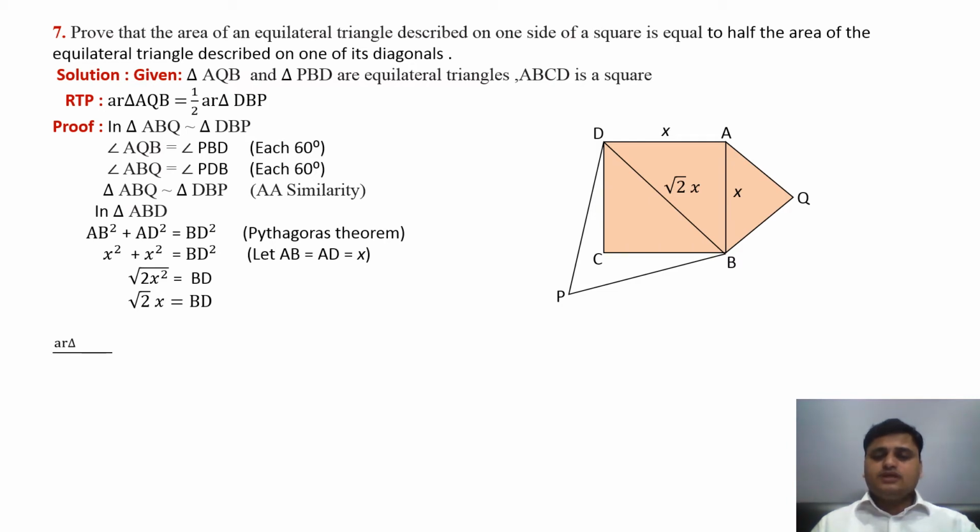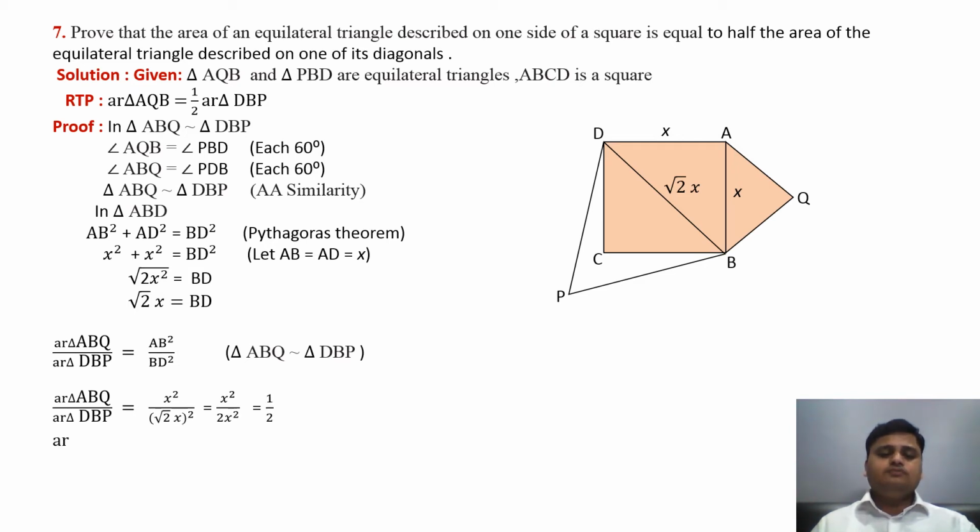Now since the triangles are similar, the ratio of their areas is equal to the ratio of squares of corresponding sides. So area of triangle ABQ divided by area of DBP is equal to AB square by BD square. AB is x, squared, and BD is root 2 x, whole squared. So area of triangle ABQ divided by area of triangle DBP is x square by root 2 x whole square. Now x square divided by root 2 x whole square becomes x square over 2x square. So x square cancels, getting half.